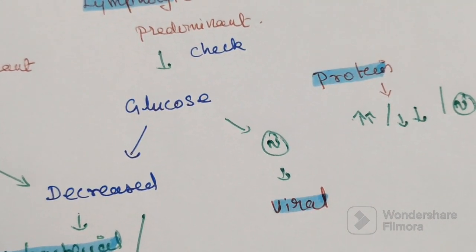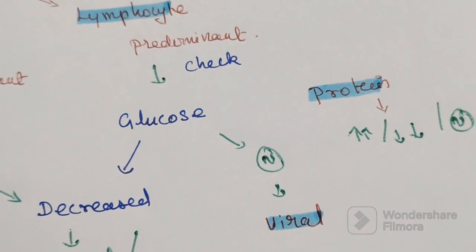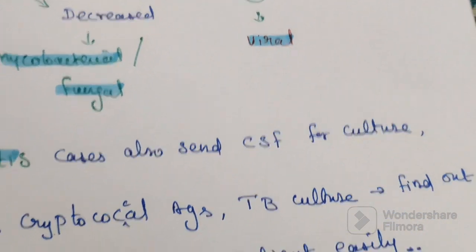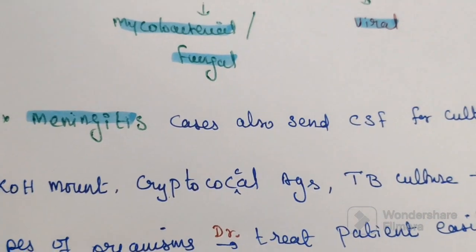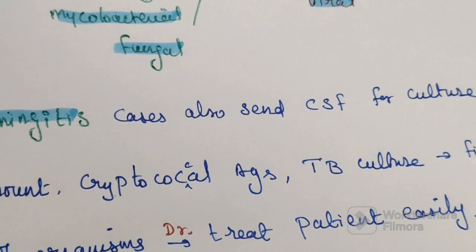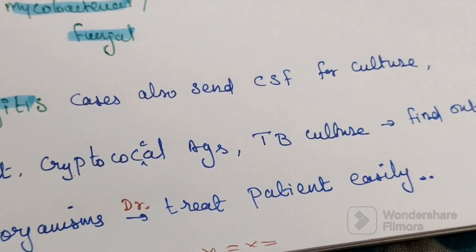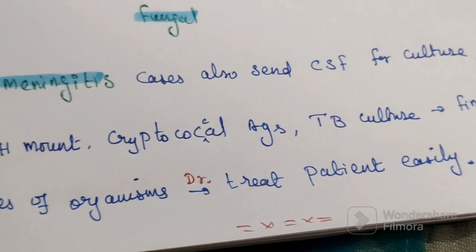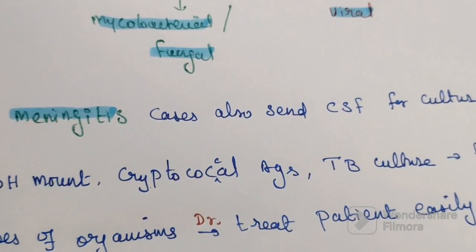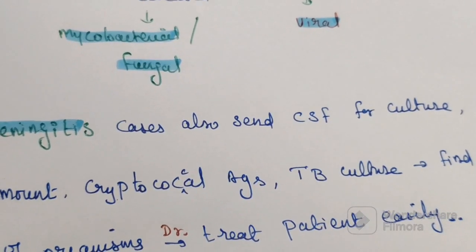Protein is more or less normal. In these kinds of cases, we also send CSF for culture and KOH mount, and cryptococcal antigen, to find any cryptococcal antigen, and tuberculosis culture, so that we can know what type of organism is there and the doctor can treat the patient easily.